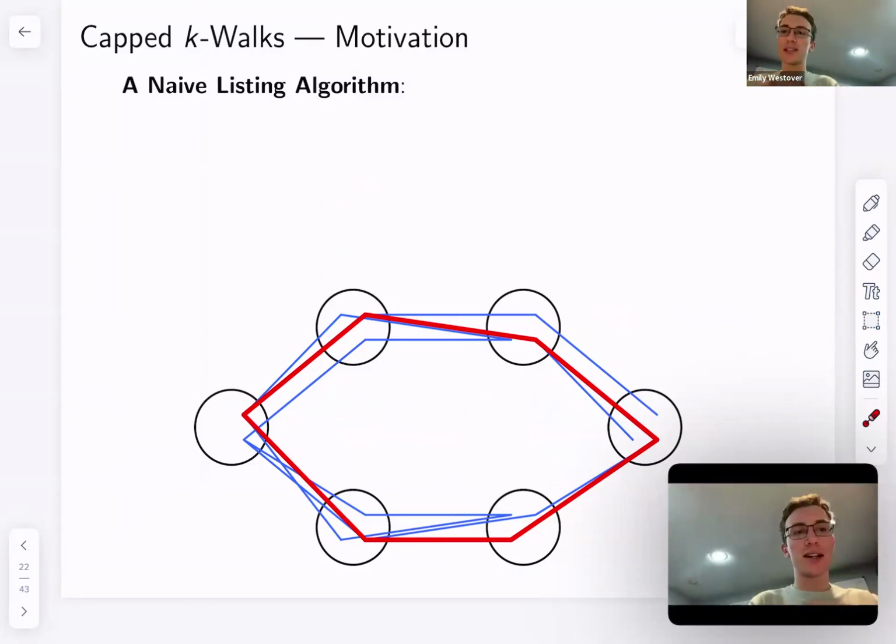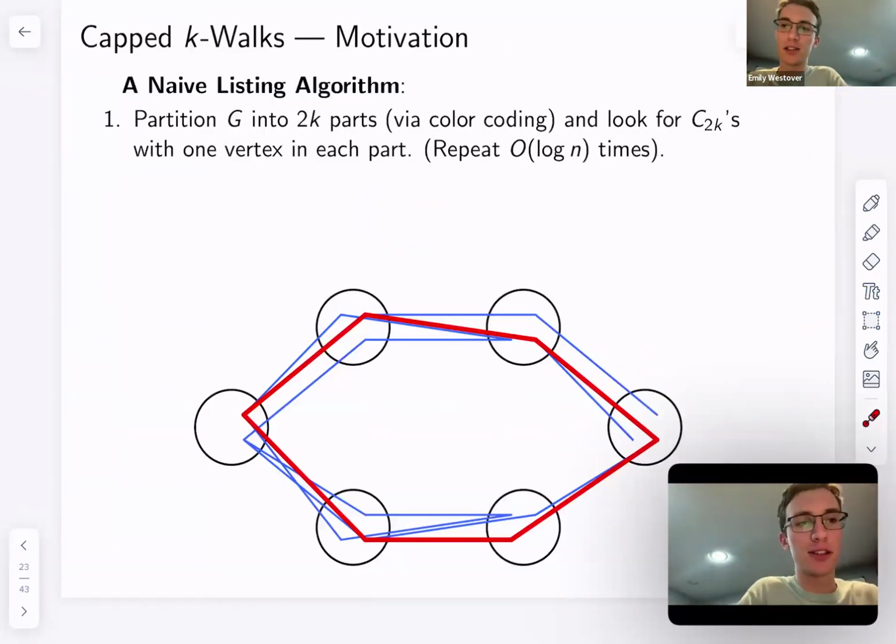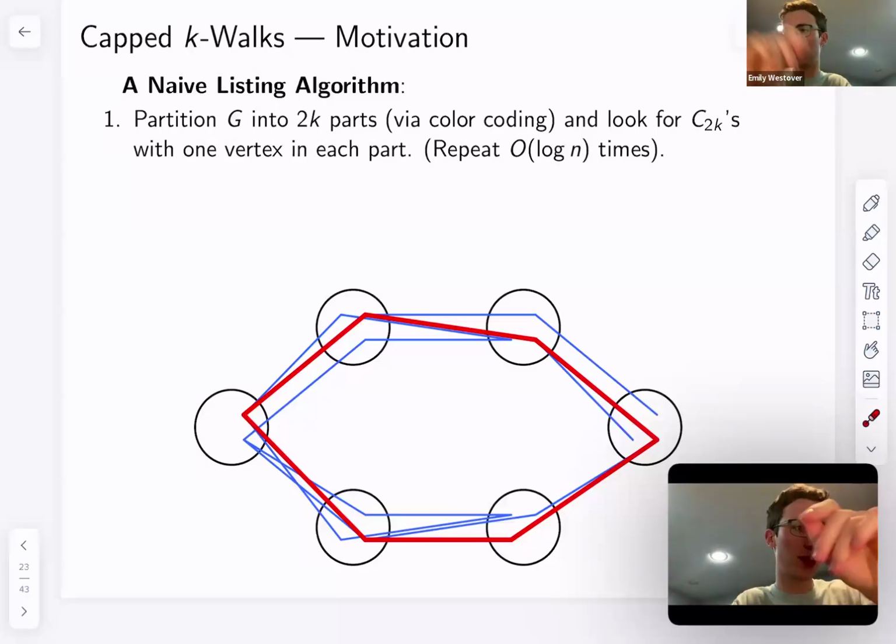Okay, so listing algorithms. The most natural thing you could try is probably the following, and it's not going to work, but if we modify it a little bit, it's going to be pretty good. So here's a natural strategy. You could start by splitting the vertices into 6 parts via color coding. So just randomly assign each vertex to one of the parts, and then only look for hexagons where you have 1 vertex per part. And we'll repeat this a couple times to get all the hexagons.